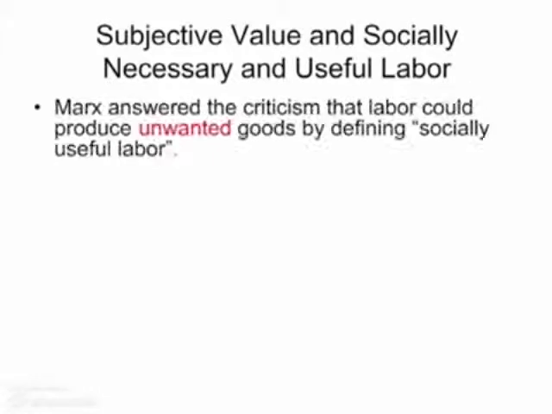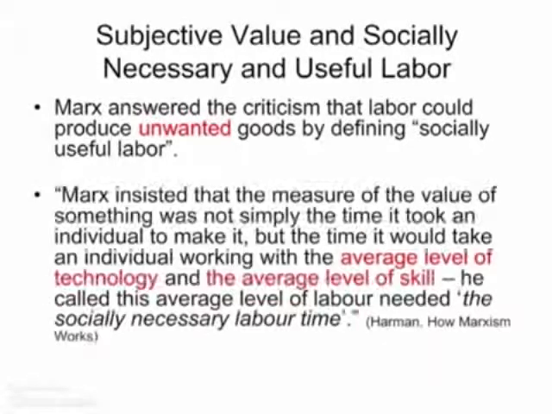So Marx responded to the idea that someone could spend the same amount of labor time and produce something that nobody wants by defining socially useful labor. Marx said that the labor time put into something that nobody wants doesn't count because it's not socially useful labor. And he went a bit further in order to explain the different levels of skill and the different amounts of technology that are used to produce a product, by saying that the average level of technology and the average level of skill can be used to determine the socially necessary labor time.